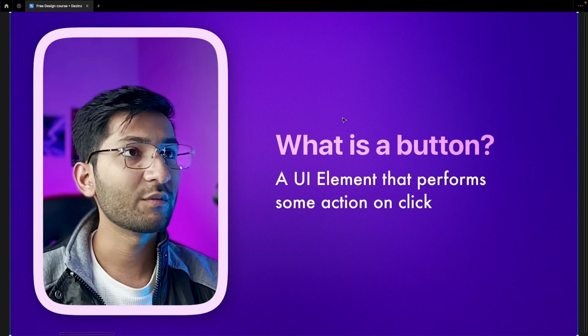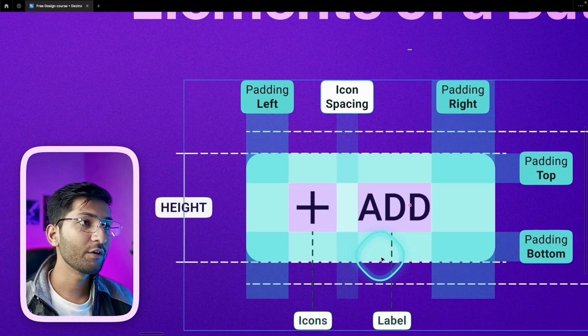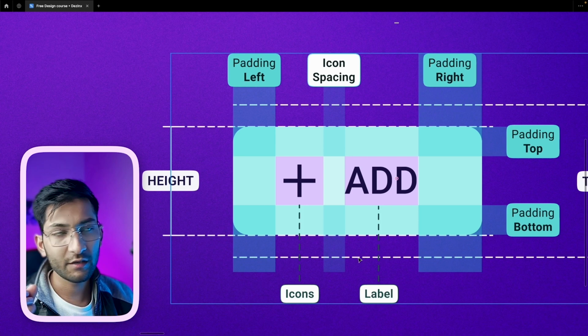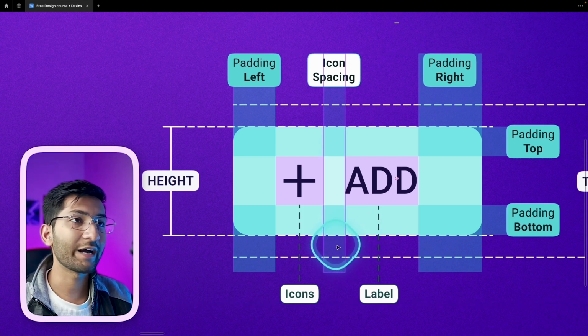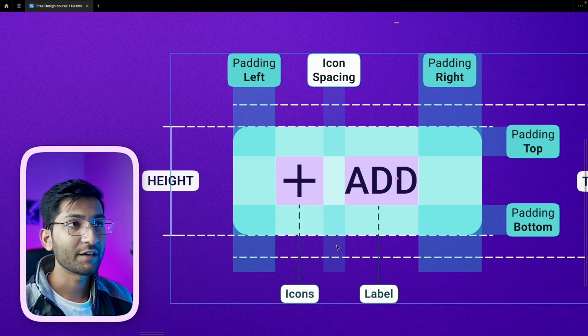Now let's look at some of the basic terms of a button. First of all, we have the icon and the label. We can have only one label, but we can have two icons if required. And we can also remove the icon if not required. The spacing between the icon and the label is called icon spacing, and if there is no icon, then we can obviously remove the icon spacing.